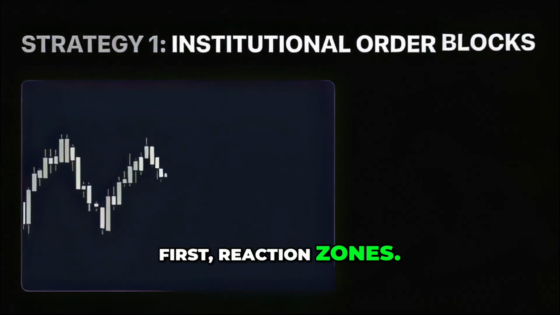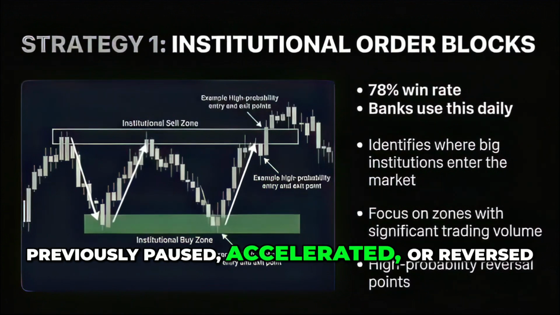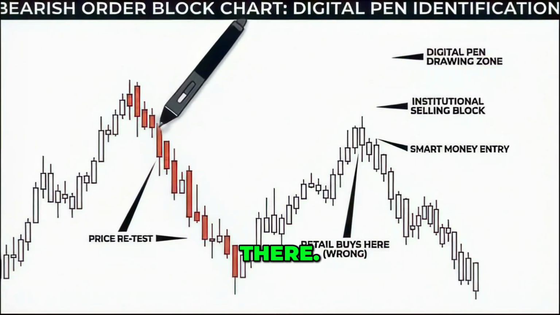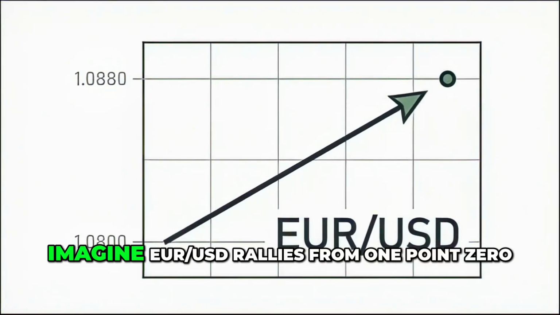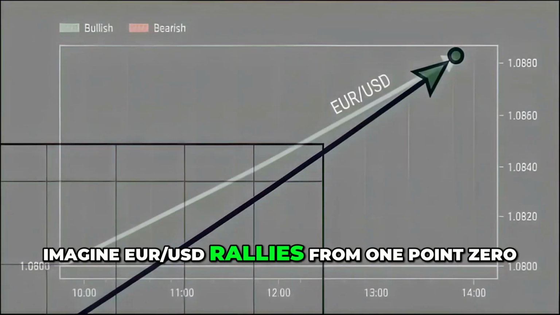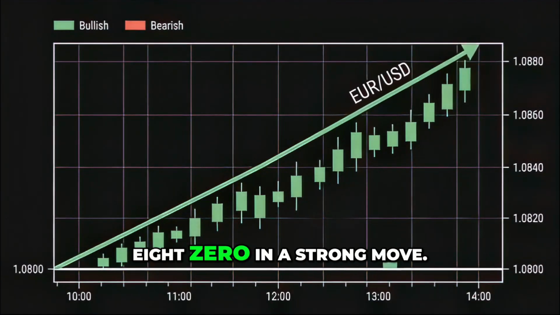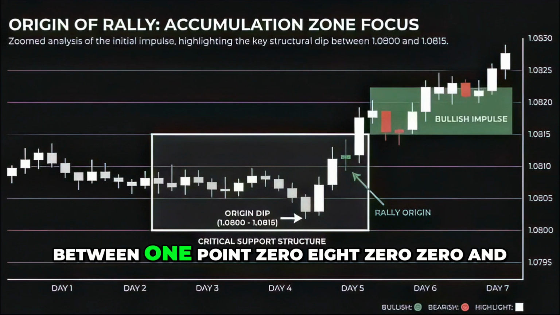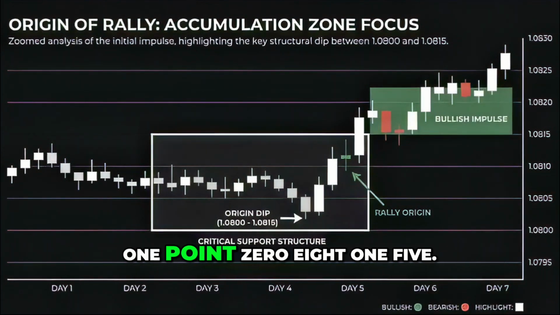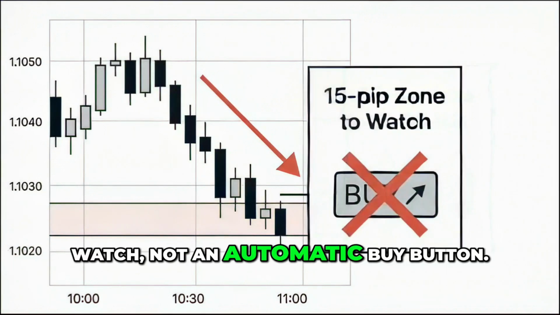First, reaction zones. On a chart, some areas matter because price previously paused, accelerated, or reversed there. Instead of treating one candle as a magic signal, mark the small area where the move began. Here is a simple example. Imagine EUR USD rallies from 1.0800 to 1.0880 in a strong move. Before the rally, price briefly dipped between 1.0800 and 1.0815. That 15 pip area is now a zone to watch, not an automatic buy button.